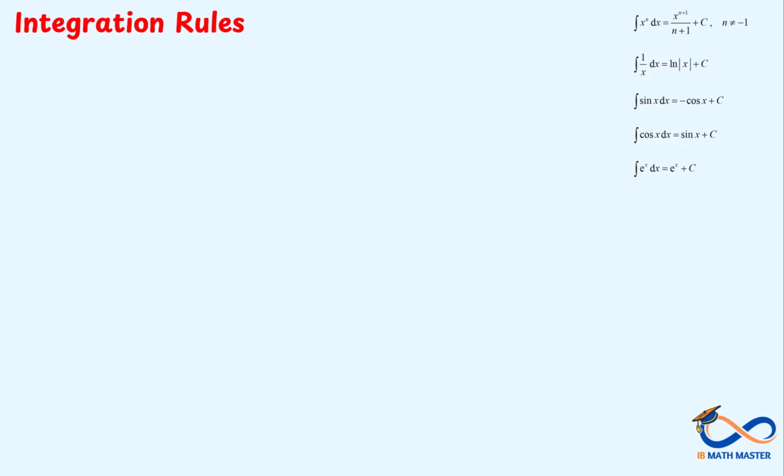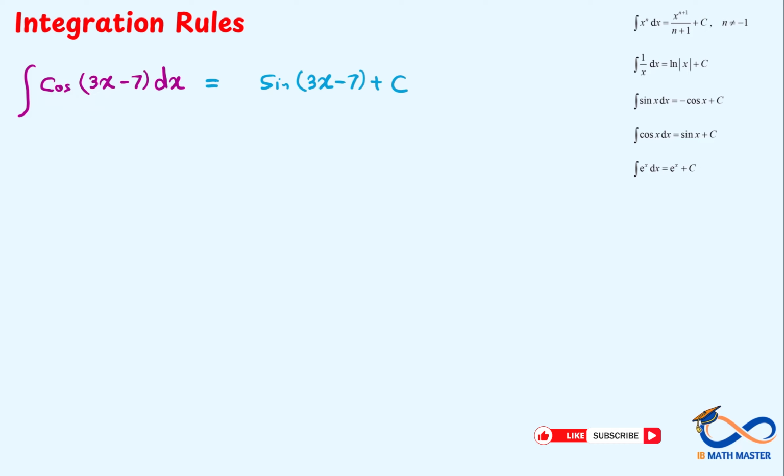So first, we will start with this example. Here we need to integrate cosine 3x minus 7 dx. So here, as we see in the rules, when we integrate cosine x, it becomes sine x plus c. So logically here then, when we integrate this cosine, it becomes sine of the same angle, 3x minus 7 plus c. So here we don't change the angle at all, we keep it 3x minus 7.